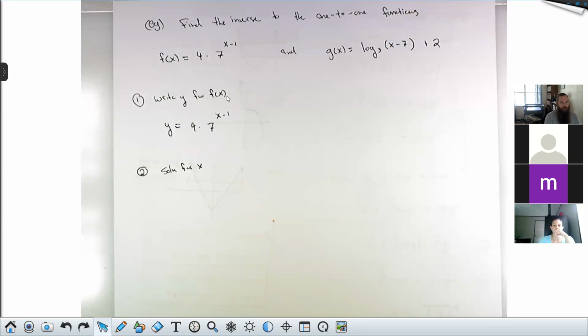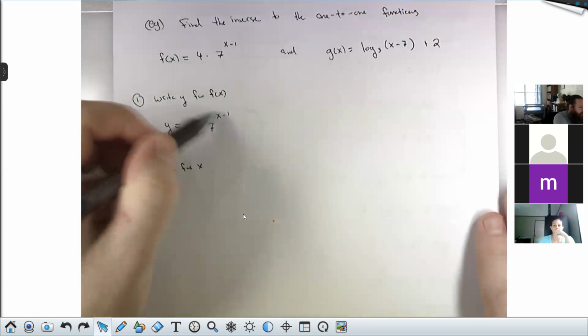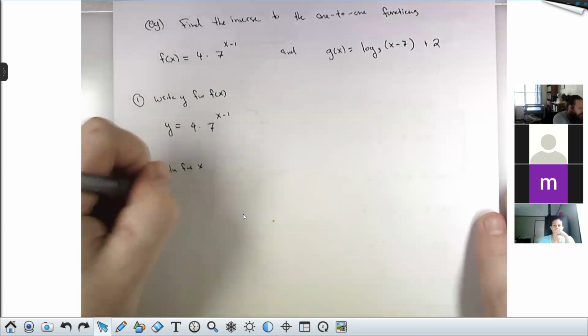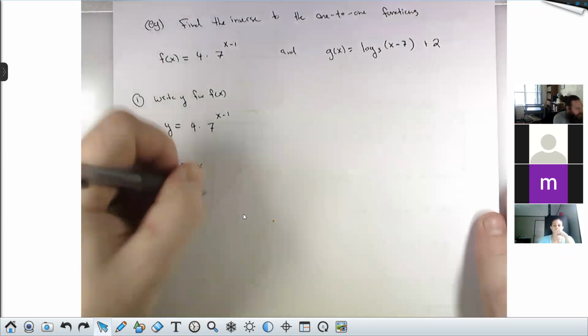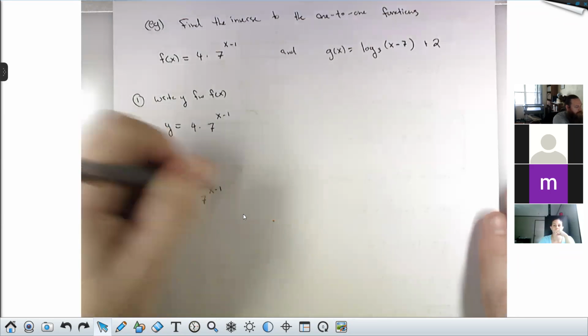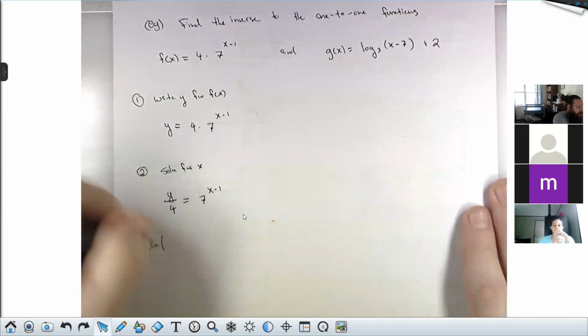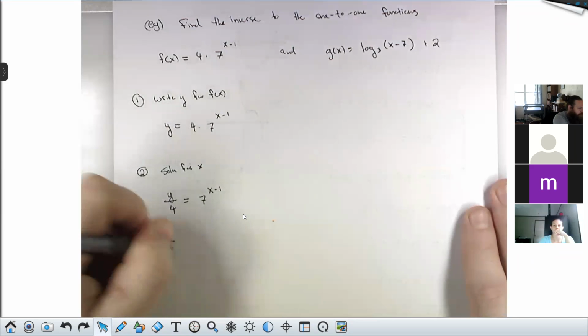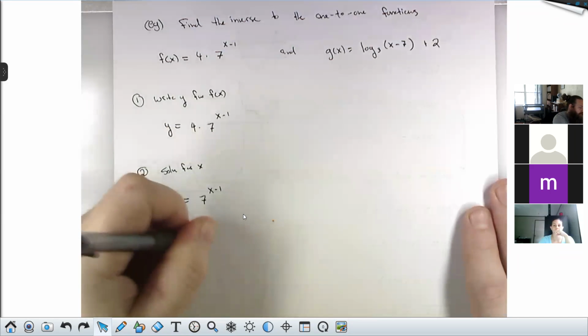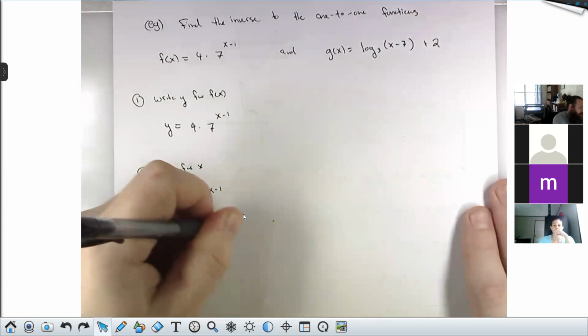Good, yeah, we want to isolate the exponential function, or the exponential portion here, so we got to divide by 4. So I'll have y over 4 equals 7 to the x minus 1. All right, what now? Good, take the natural log on both sides. The ln of y over 4 equals the ln of 7 to the x minus 1.